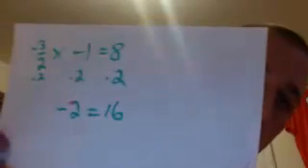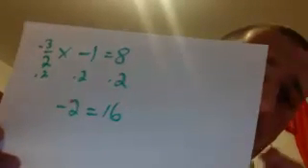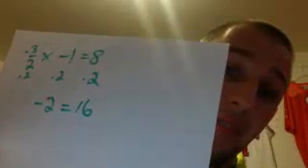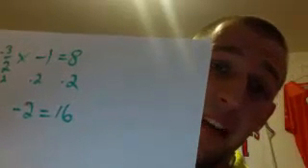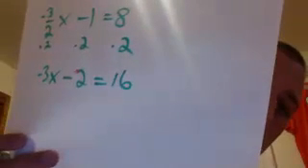I get... I'm leaving this part blank on purpose, so I get a minus 2 and a 16. Think of what you get when you multiply negative 3/2 by 2. If you're not sure what you get, you have a calculator for this portion of the test. So type in negative 3/2 times 2. You get negative 3. Okay, it just cancels out the denominator. So now I get negative 3x minus 2 equals 16.